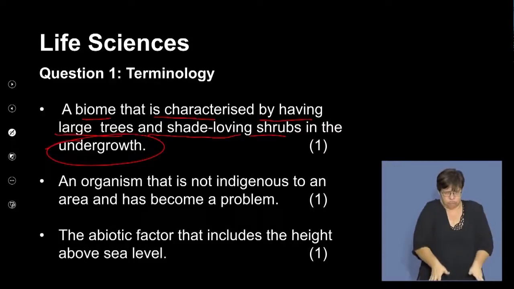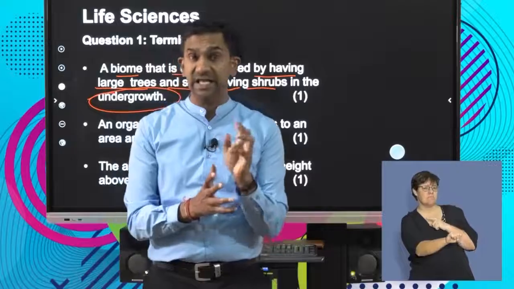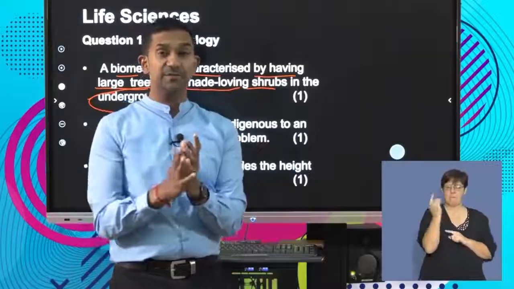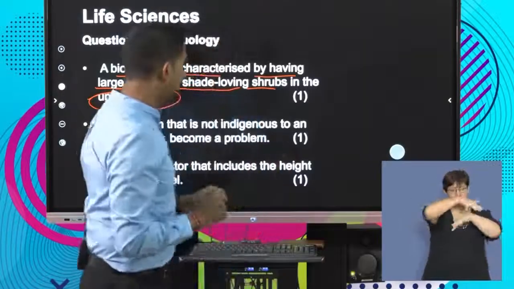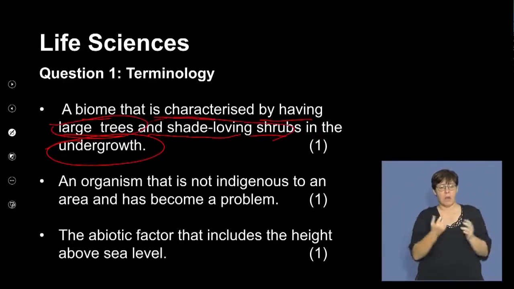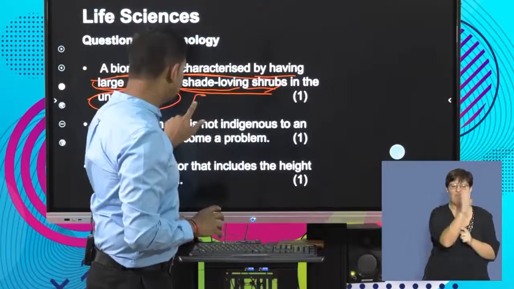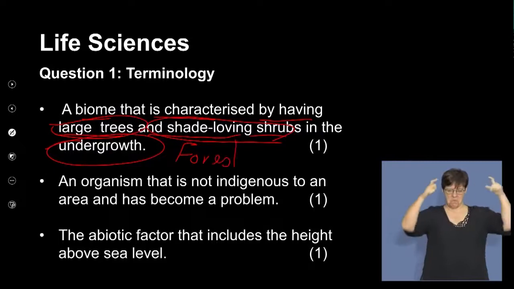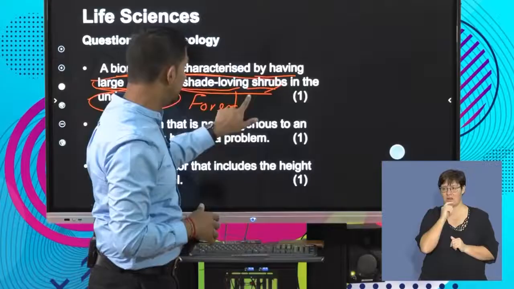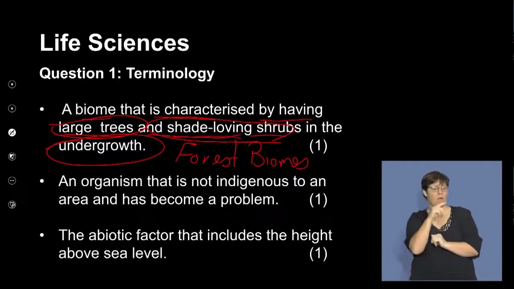The next term: a biome that is characterized by having large trees with shade-loving shrubs in the undergrowth. As you prepare for this section, it's important that you recognize the characteristics of each biome. Some of these biomes have a distinct type of plant or climate. Here we're looking at shade-loving, large trees which support undergrowth of plants that enjoy the cool. We often see this in forest biomes, where the shaded plants are covered below by the tall trees. So this would be a forest biome, where we see the plants that enjoy the shade right at the base of that forest.